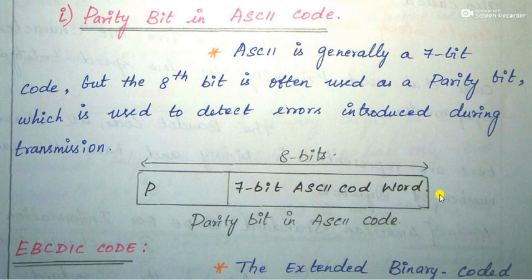Parity bits used in ASCII. So what is the use of this parity bit? It is used to detect errors introduced during transmission. We all know that the channel introduces some errors. These errors should be detected, then only can we correct them. So the parity bit is used to detect the errors. ASCII is generally a 7-bit code, but the 8th bit is often used as a parity bit, which is used to detect the errors introduced during the transmission.